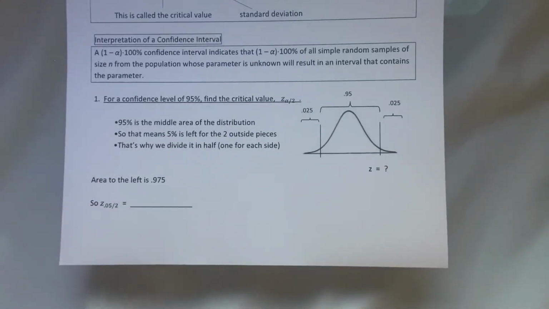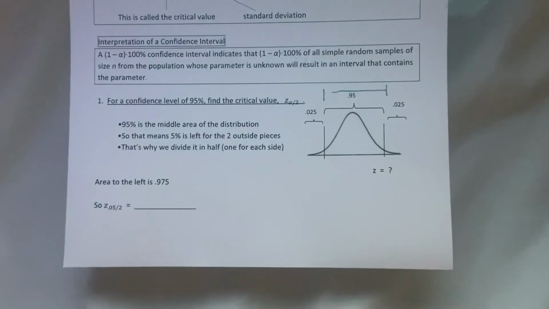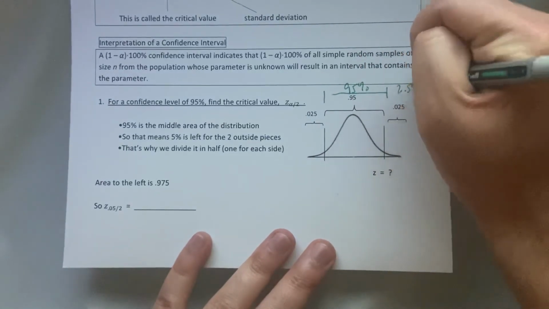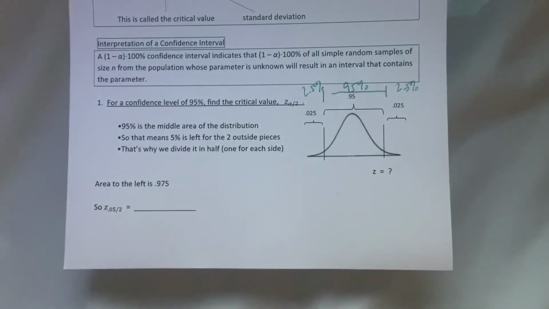Using our Z table, for a confidence interval of 95%, remember the whole area under the normal curve is 1. We want to catch the middle 95%. Now if I catch the middle 95%, that means I am not catching 5%. But that 5% is split on both sides. So I have to take that 5% and cut it in half, 2.5% on either side. So these are the decimal representations of those.